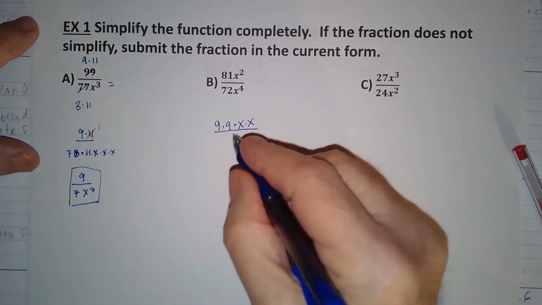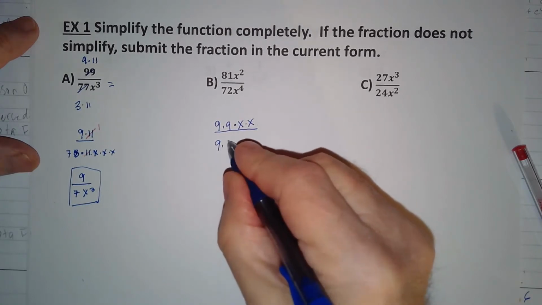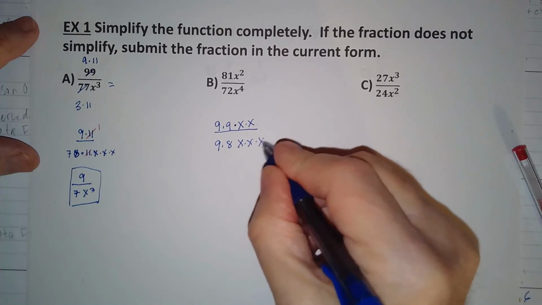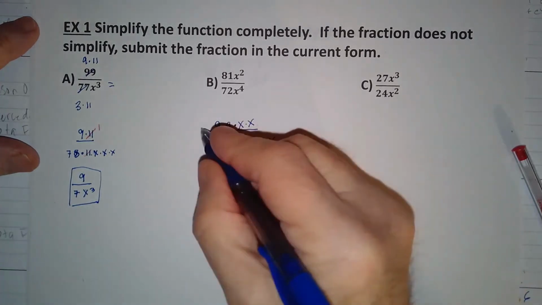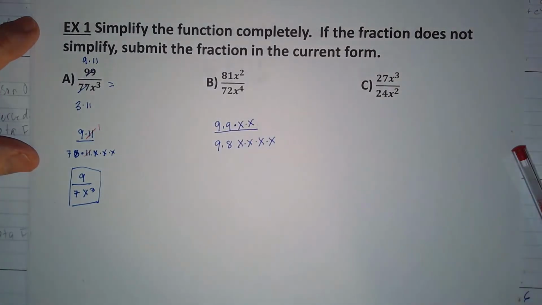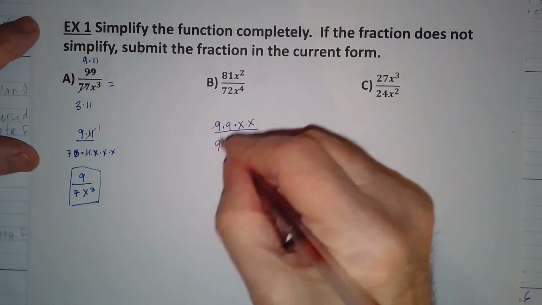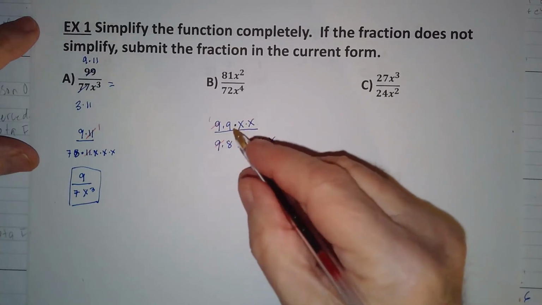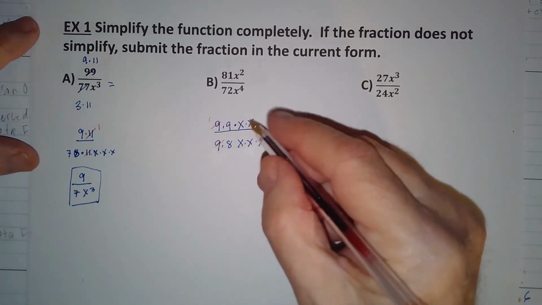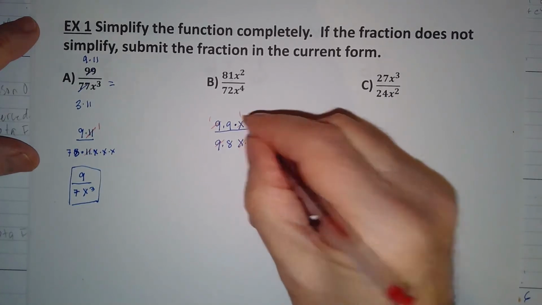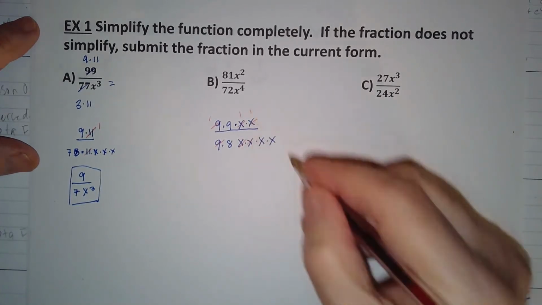And then 72 we said was 9 times 8. And then we have x times x times x times x. All right, so again, the 9 divided by 9 is 1, so that just is left as 1. The 9 and 8 we leave alone. And then we can get rid of x divided by x, that's 1, and x divided by x, that's 1.